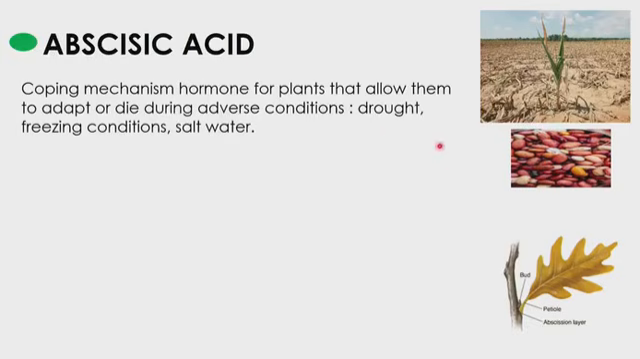So abscisic acid promotes dormancy, while gibberellins actually promote germination. So that's why I make that G connotation there. So ultimately, abscisic acid is a stress hormone.